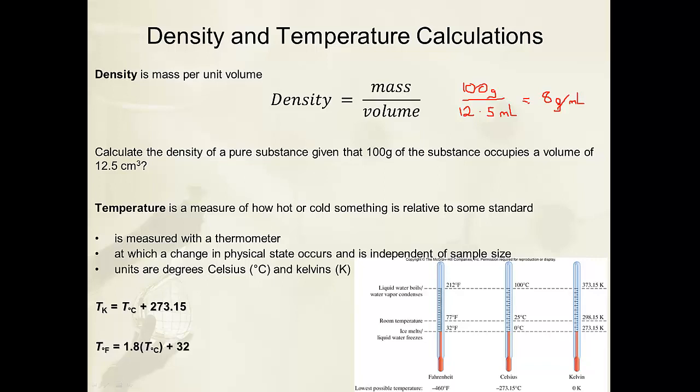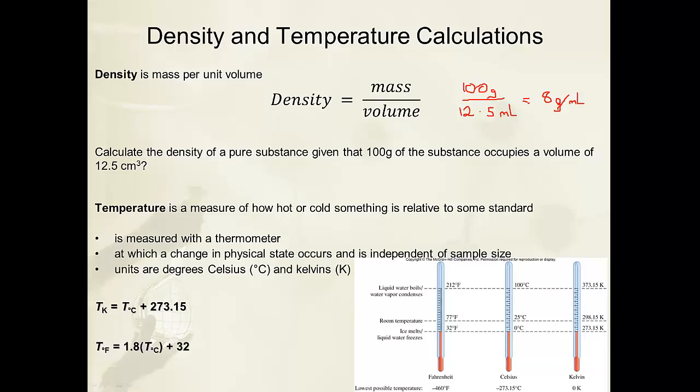Kelvin's a bit different. With Kelvin, 273.15 Kelvin is the freezing point of water, and 373.15 Kelvin is the boiling point of water. Now, there's 100 degrees difference in the Kelvin scale, and there's also 100 degrees difference in the Celsius scale between the freezing point and the boiling point of water. So it's 100 degrees in both cases.